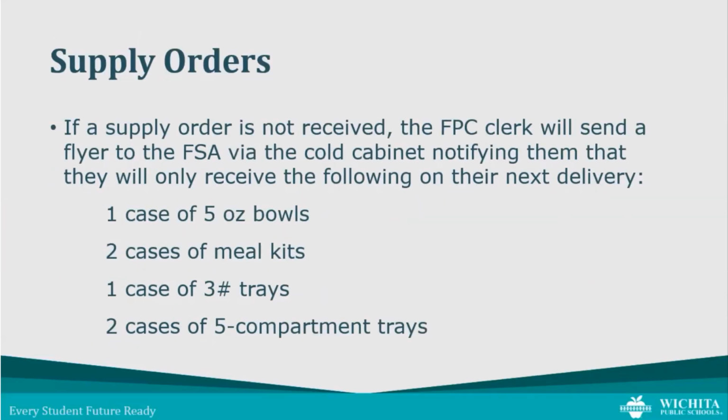If a supply order is not received, the FPC clerk will send a flyer to the FSA via the cold cabinet, notifying them that they will only receive the following on their next delivery: 1 case of 5-ounce bowls, 2 cases of meal kits, 1 case of 3-pound trays, 2 cases of 5-compartment trays. If you receive this flyer and you forgot to order in error, you need to call the FPC clerk so she can assist you.